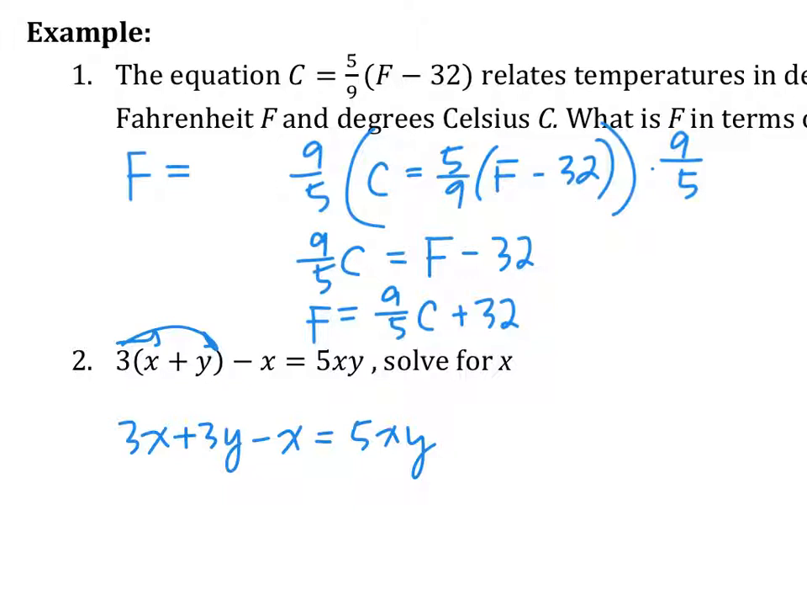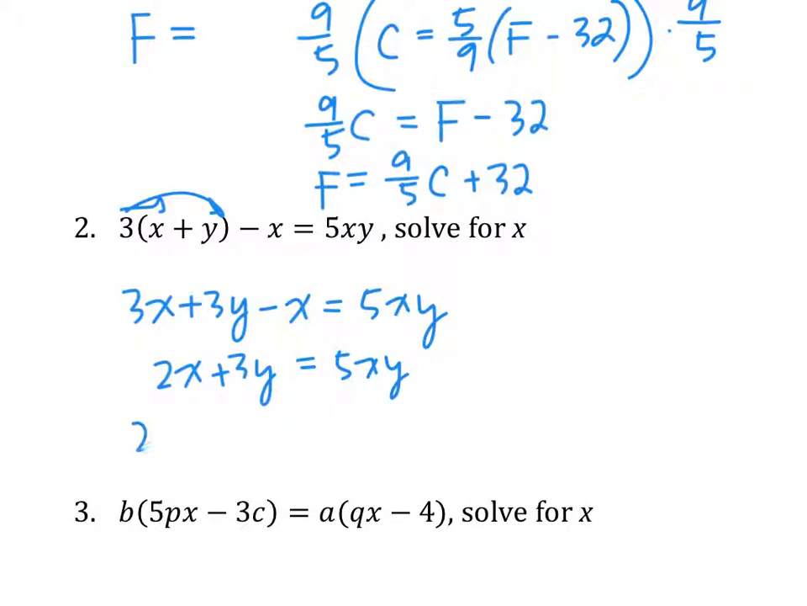Combine the x's. Yeah, combine like terms. So 2x plus 3y equals 5xy. Oof, we still have 2 x's. What should we do? We're going to move all the x terms to one side and everything that's not an x to the other side. This is a tricky question because this is a skill you have to learn. So now all the x's are on one side, but there are still 2 x's. How do I combine them so there's only 1 x?